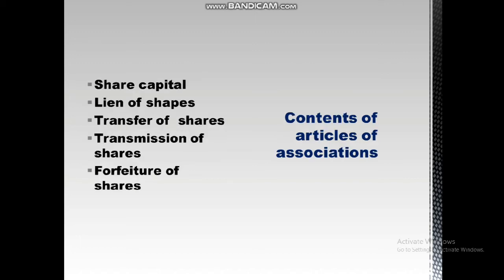Some of the contents of articles of association are these. The first one is share capital. It includes subdivision, rights of various shareholders and relationship of these rights, payment of commission, share certificates. Lien on shares means to retain possession of shares in case a member is unable to pay his debt to the company. Calls on shares include the whole or part remaining unpaid on each share, which has to be paid by the shareholders on the company's demand.